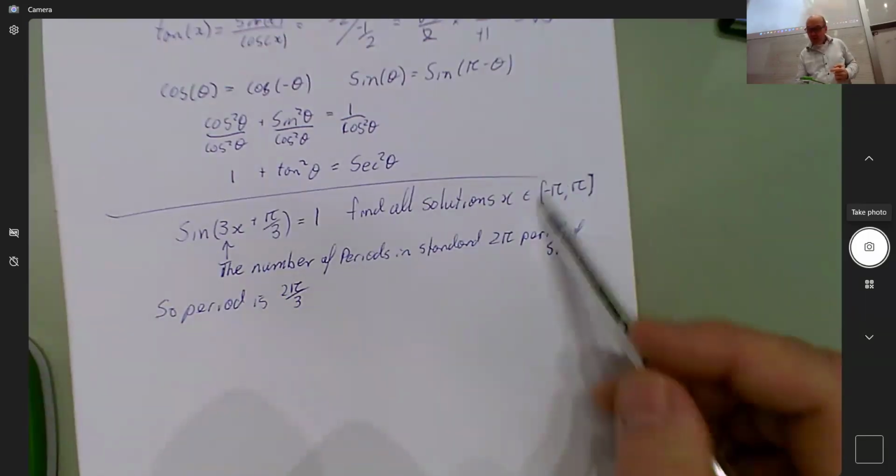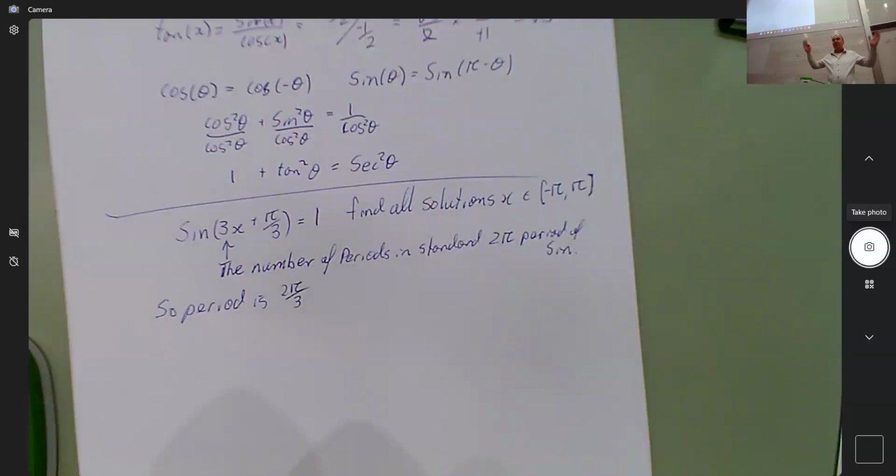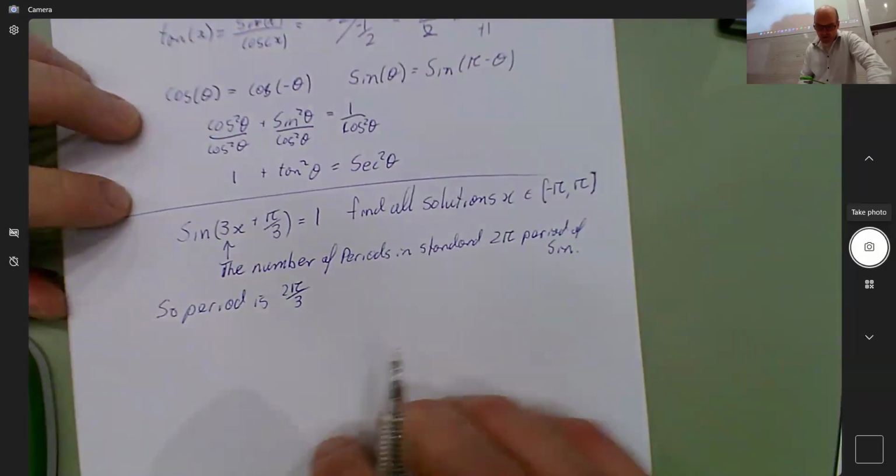Because of that, I noticed that the region I've been given is 2 pi. And so normally with a sine thing, because it's equal to 1, that's the maximum value of sine. I'm going, okay, I'm going to expect 1 value where it's equal to that. Because there's 3 periods, I'm expecting 3 answers. So I need to do more than just go, okay.